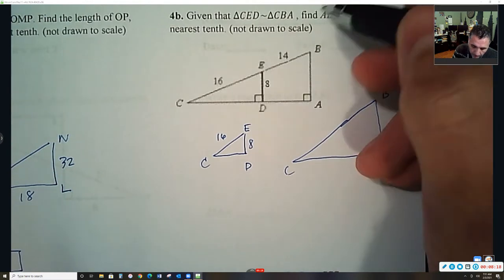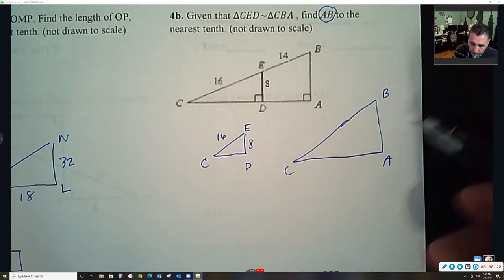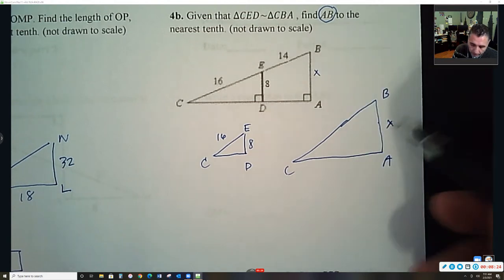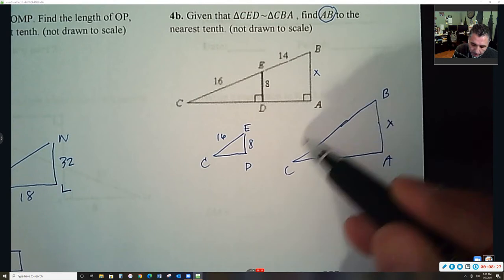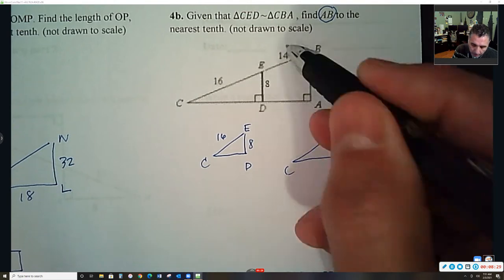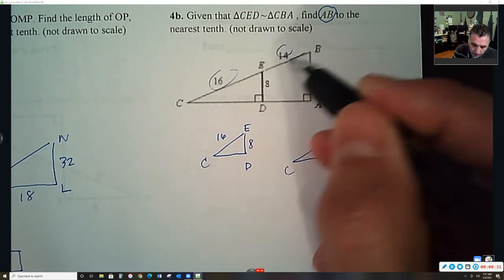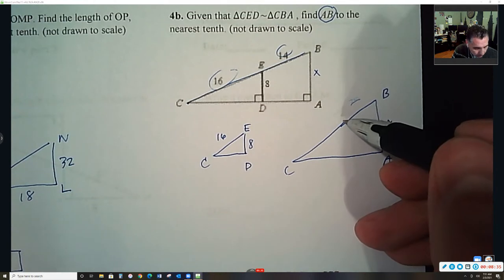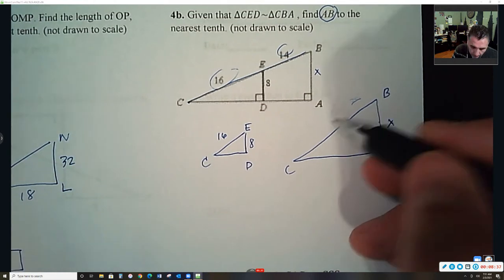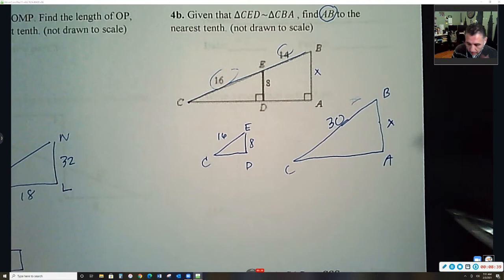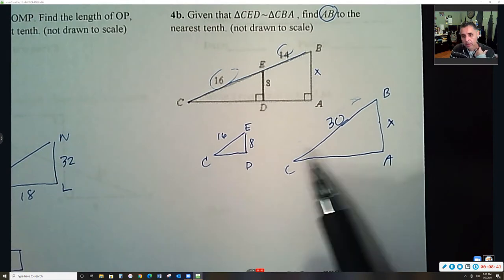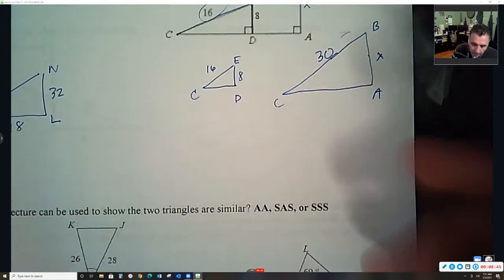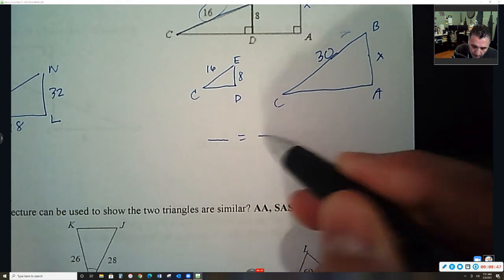Now we're looking for AB, which is this length. They don't have an X on there, so I'm just going to put an X there. That's what we're looking for. And the other measurement we know is this length. But be careful, because that goes from 14 and 16. So what is that? 14 plus 16 is 30? Yeah, so I know this is 30. So then these are the two similar triangles pulled apart, right? I pulled them apart. And then I can write my proportion.